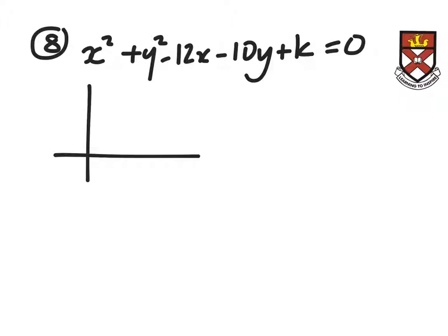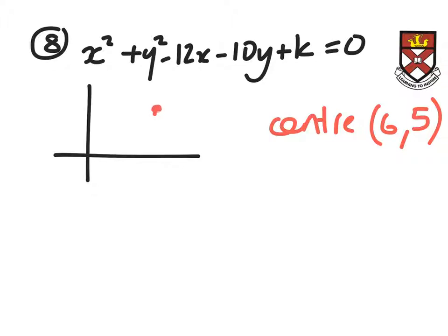Question 8. Now question 8 is a bit of a tricky question. Here's the equation of a circle. Now from this equation we can use the negative 12x and the negative 10y to tell us what the centre is. Okay, and I'm going to do that for you because it's not too difficult. Half of negative 12, change the sign. Half of negative 10, change the sign. So our circle is centred here.